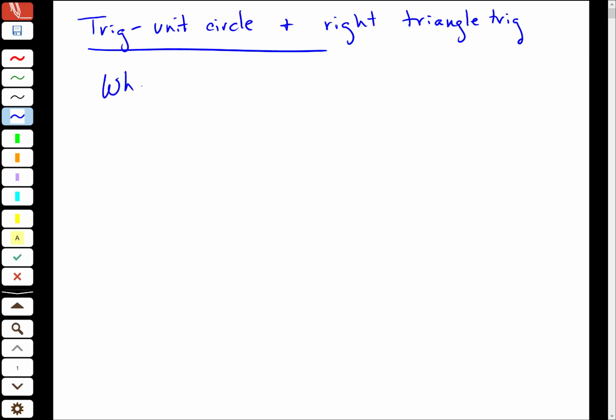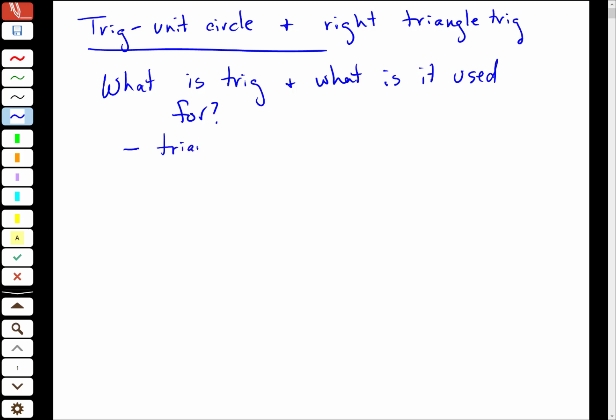So the first question is, what is trig and what is it used for? And the real answer is a ton of stuff. We introduce it here because it has a lot of different applications in different real-world environments, right? Originally, if you have seen this, it was around triangles and construction, especially right triangles, and we'll talk about that.